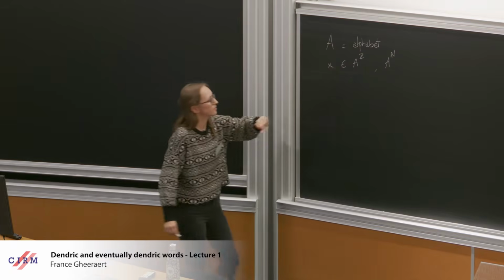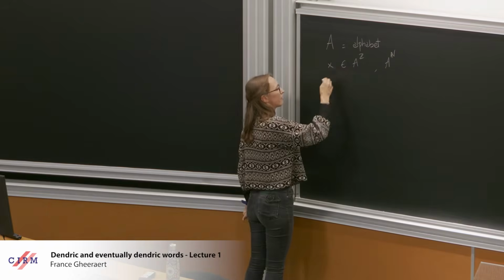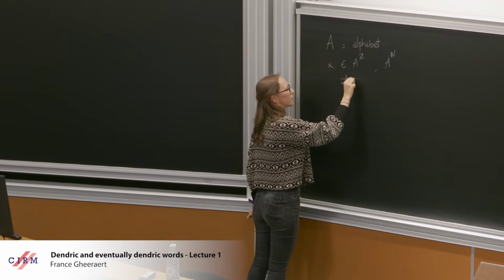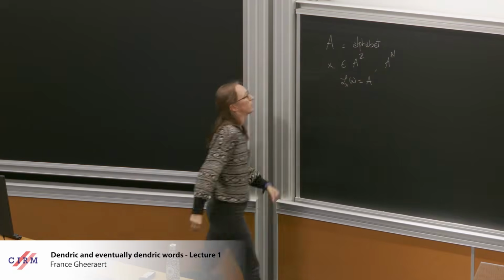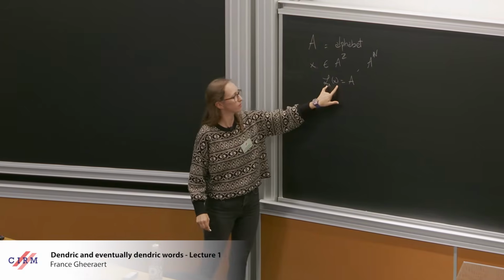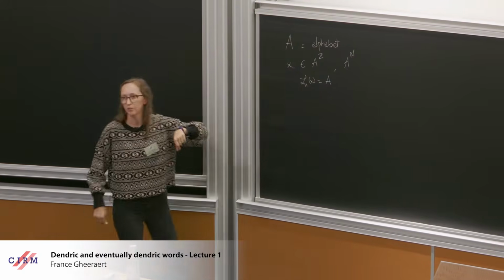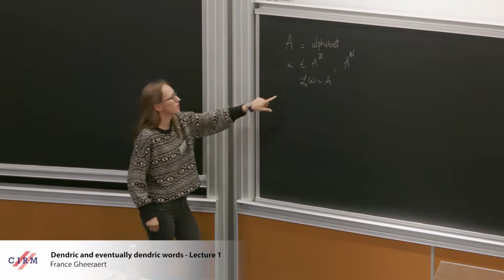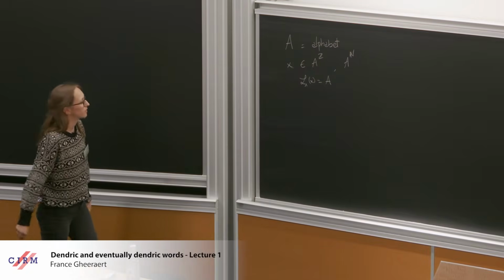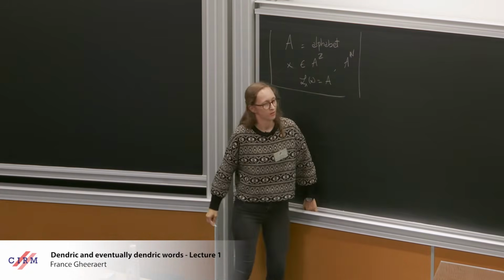But essentially this is a sequence. And I always assume that every letter of A appears in X, so this is what I write like this. So this notation here is for the language of X, so all the words that appear in X, and the 1 here means the words of length 1. So this means that all the letters of A appear in my sequence. Okay, so these are the assumptions I will make all the time.